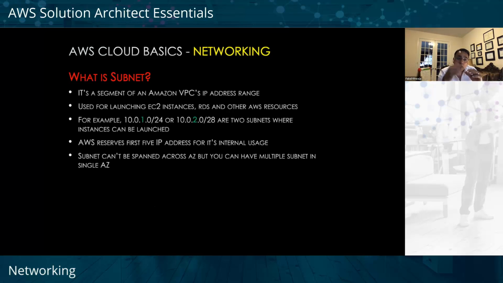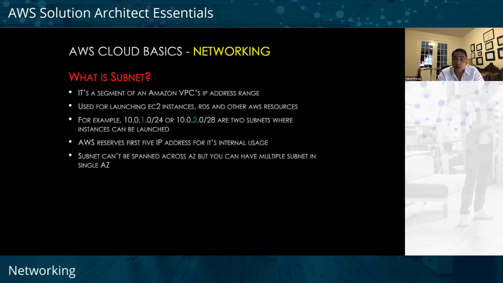Right, the first 5 IP addresses are reserved by AWS, so you can't use them. 10.0.0.0, 1, 2, and 3, and I think 4, if I remember correctly, is reserved for future usage. 0 is for the routing table, and 1, 2, and 3 are used for other reasons by AWS. You cannot use those first 5 IP addresses in that subnet, so you can always start from 5, 6, and onwards.